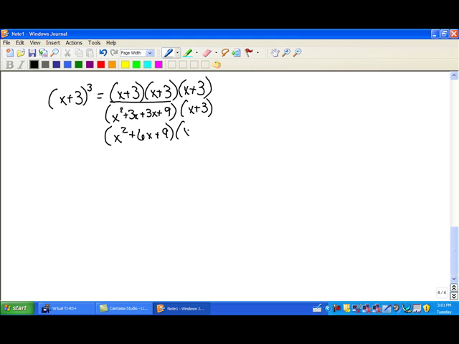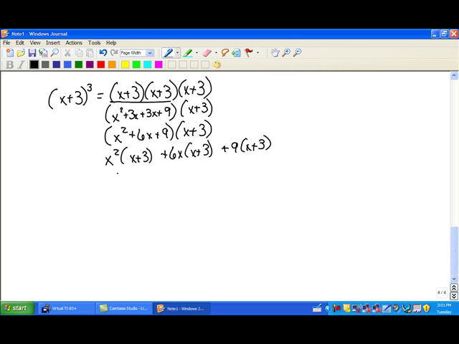Now, we have a trinomial times a binomial. We're going to have to multiply the x squared times the x plus 3, the positive 6x times the x plus 3, and the positive 9 times the x plus 3. And this will ensure us that everything in the first parentheses will get multiplied by that second parentheses.